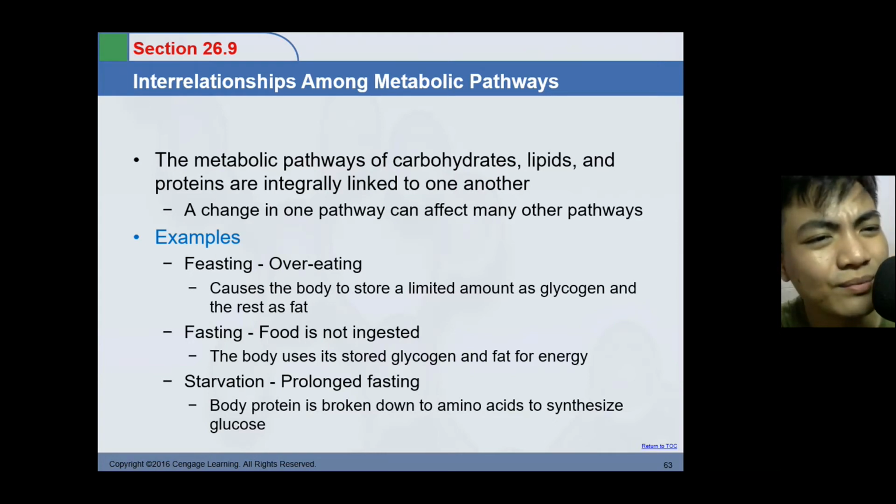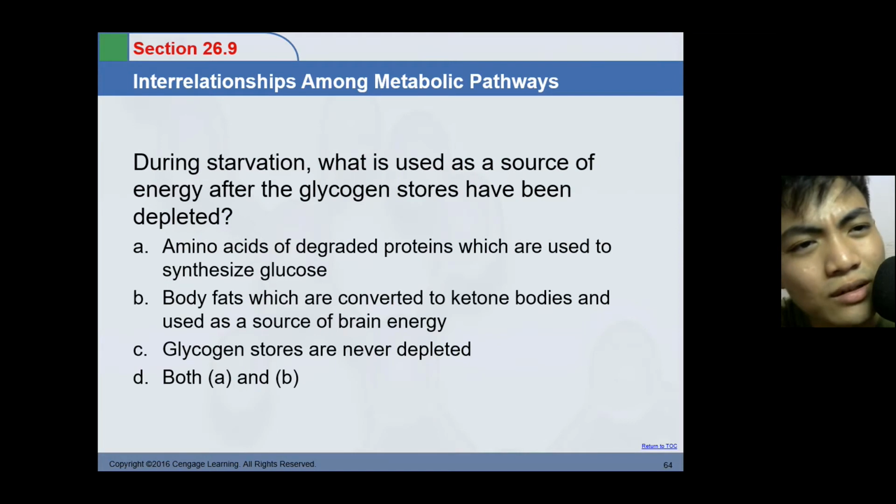Okay? Let's try this problem. So, during starvation, what is used as a source of energy after the glycogen stores have been depleted? A, amino acids of degraded protein which are used to synthesize glucose. Pwede. B, body fats that are converted to ketone bodies and used as source of brain energy. Pwede. C, glycogen stores are never depleted. So, alam natin yung C, mali agad, no? Kasi nga, nade-deplete talaga yung glycogen, especially in cases of starvation or fasting. So, A and B yung pwede natin isagot dyan.